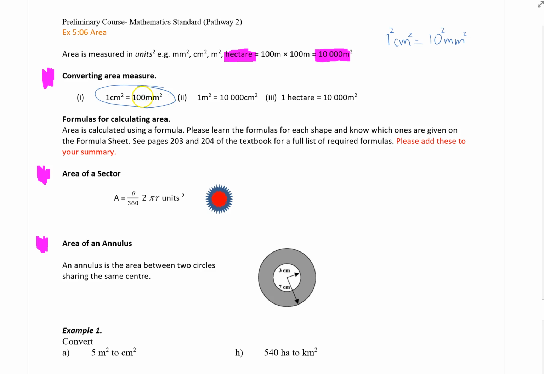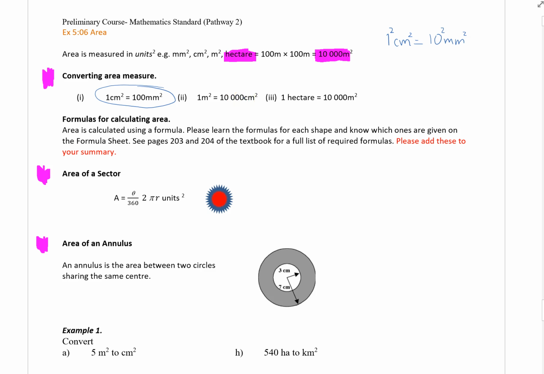Don't fall for the mistake of saying, oh, you know that the connection between centimetres and millimetres is 10, so the connection between centimetres squared and millimetres squared should be 10. No, it's not. Think, now we're in square measure, we must square all the numbers. It's the same with converting a metre squared to centimetres squared.